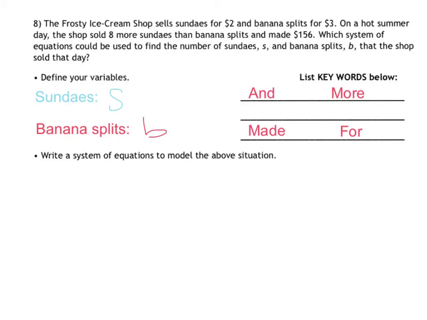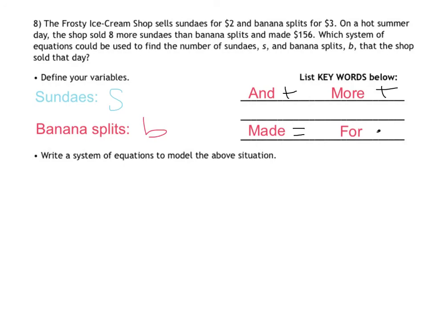Let's list our keywords. I see the word "and," which we know means addition. I see the word "more." Notice there's not a "more than," so we don't switch the order because it's just the word more, which means addition. "Made," I think in this situation, it's going to mean equals, right? They made a total of this amount. And the word "for" in this situation is going to represent multiplication.